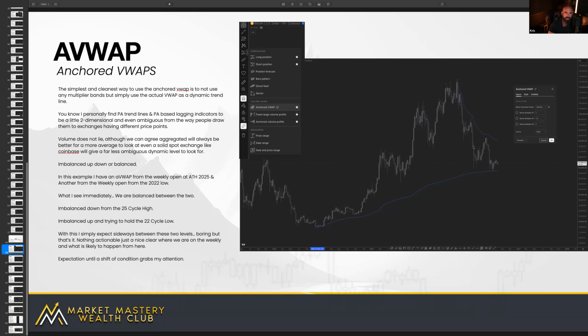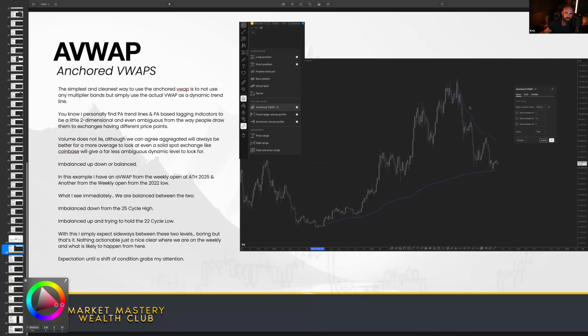Volume does not lie, although we can agree aggregated will always be better for a more average look. And that's why the LTVW is aggregated across large exchanges, so we get an average of where that level actually is, not just isolated to the exchange you're looking at. But I use Coinbase. It's a less ambiguous dynamic level to look at. So that's why I treat these like trend lines and in the state of, are we imbalanced up or imbalanced down on it? That's all I'm doing.